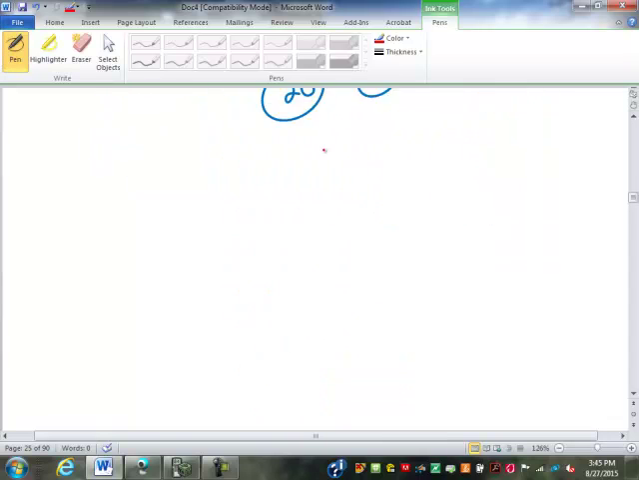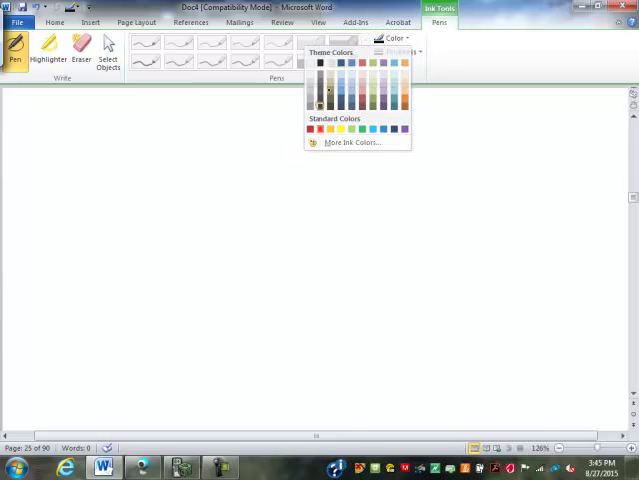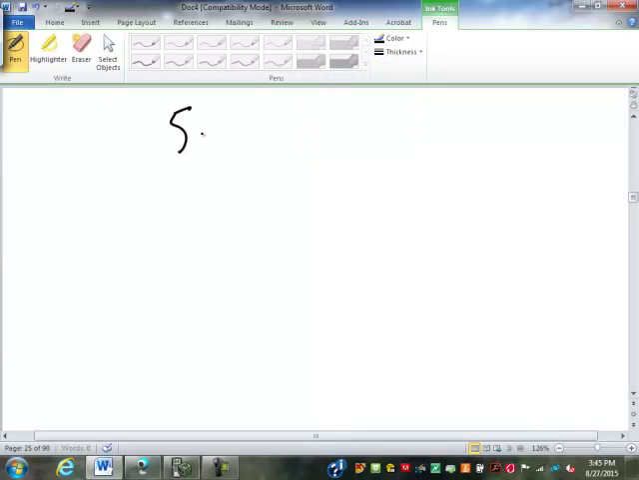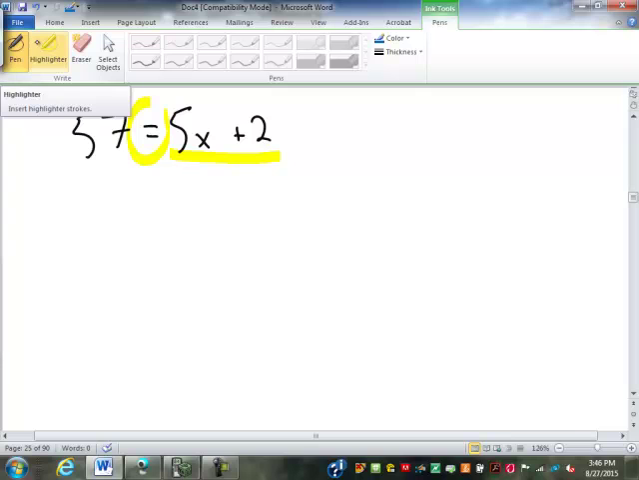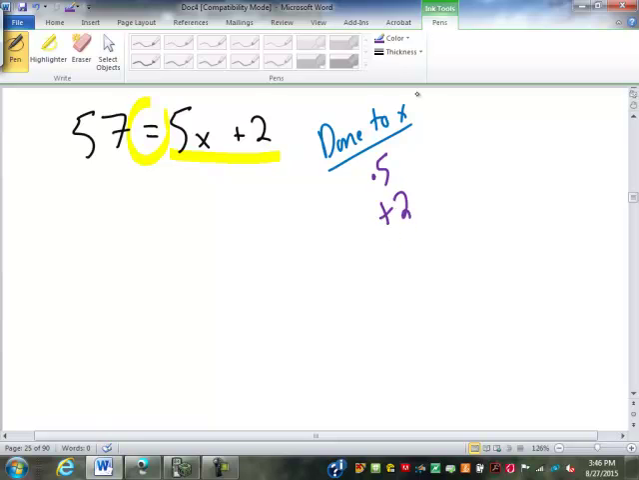Let's do another couple of those, and then I'll let you try some. So on this equation, same process. What has been done to build this equation? Here's our equal sign. There's the variable. How was this equation built? What was done to x to build this equation? It was multiplied by 5, and then 2 was added to it.